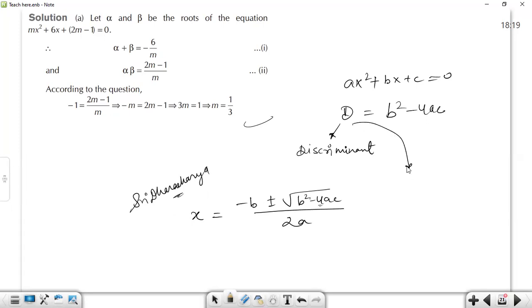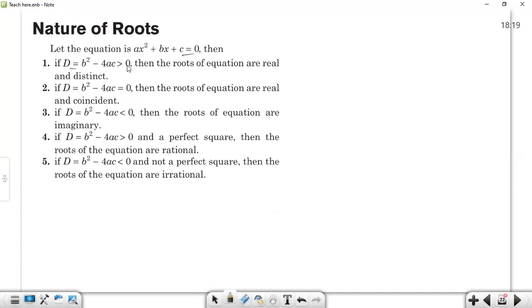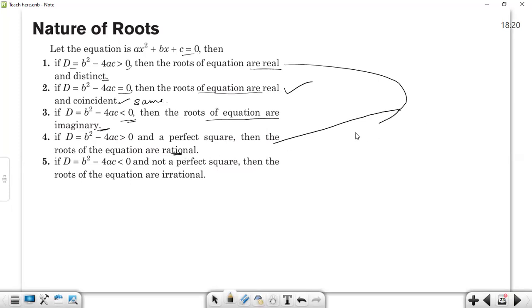Its sign will go on to define the nature of roots. If the discriminant is positive, greater than 0, then the roots are real and distinct. If the discriminant is equal to 0, then the roots are real but coincident, meaning they are the same. If it is negative, then the roots will be imaginary and different. Further, if the discriminant is positive and a perfect square, then the roots will be rational. If the positive discriminant is a non-perfect square, then the roots will be irrational. Clear?